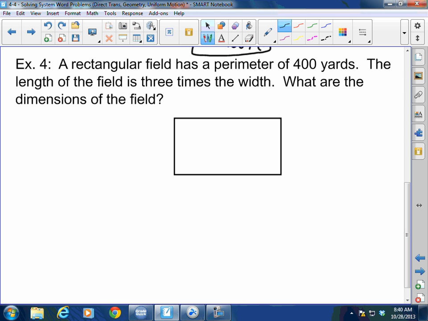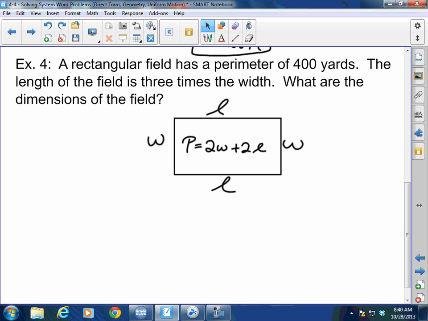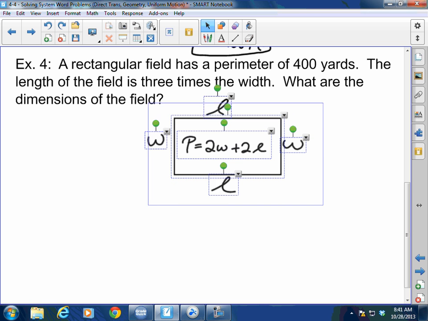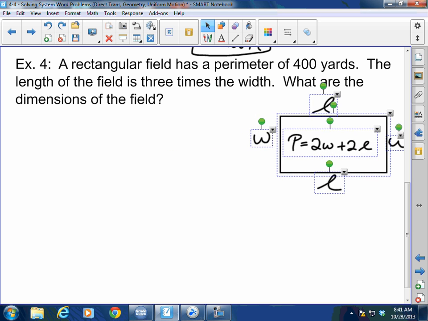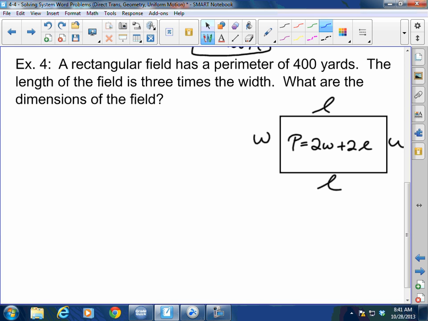visualize the actual rectangle. When you have a rectangle, I'm not trying to say you guys don't understand this, but the width's equal on both sides. And the length is equal on both sides. So when you take the sum of all sides, the perimeter for a rectangle will be 2 times the width plus 2 times the length. That's something good to know always, not just for this question. You want to remember that forever.